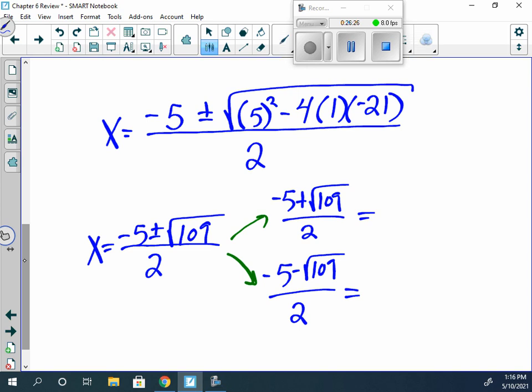Negative 5 plus square root. And at this point here, I would type this all into the calculator. And we get 2.720 as our answer. And if we do the other one, we get negative 7.720 as our two answers.